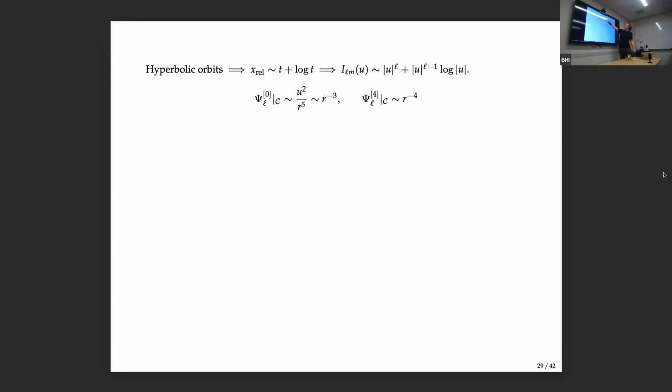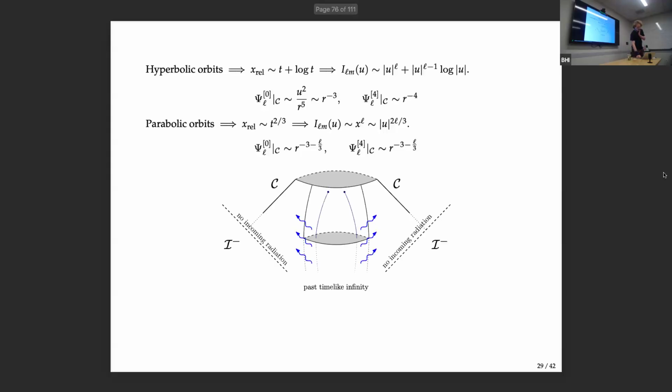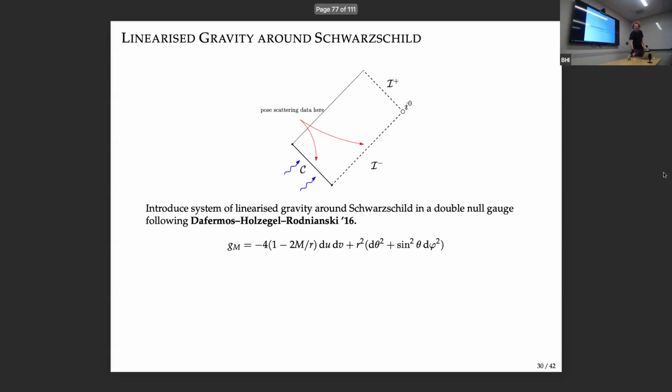So the mass multipole moments will go like u to the L plus u to the L minus 1 log u. And this in turn means that C0 will go like r to the minus 3 and C4 will go like r to the minus 4. And for parabolic scattering, the relative distance goes like t to the 2/3. So you get slightly different rates towards past null infinity for C0 and C4. Okay, so that was all for the generation problem.